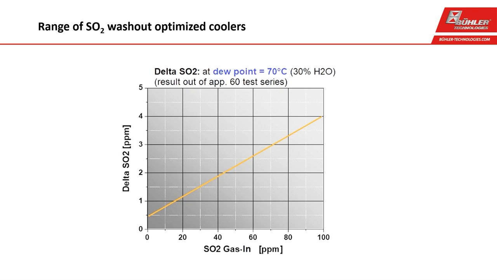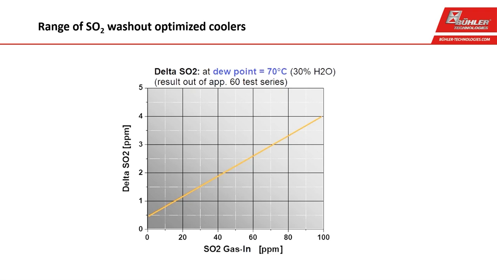Now let's talk about the motivation to consider a sample gas cooler with SO2 washout optimized heat exchangers. This diagram can give you some interesting insight. Given is the relatively high inlet dew point of 70 degrees centigrade, which corresponds to a water content of 30% per cubic meter of sample gas.